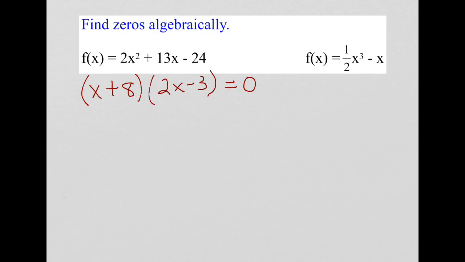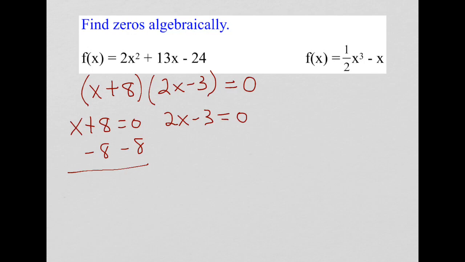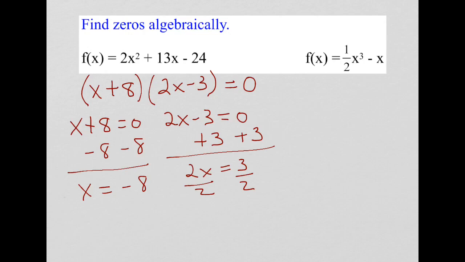Okay, we solve each one of the factors separately, so that's x plus 8 equals 0, and 2x minus 3 equals 0. I subtract 8, and x equals negative 8. I add 3 over here, and 2x equals 3, divide by 2, and x equals 3 halves. So my two zeros are negative 8 and 3 halves.